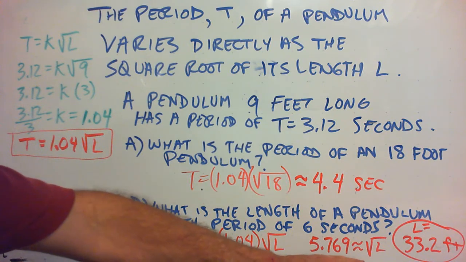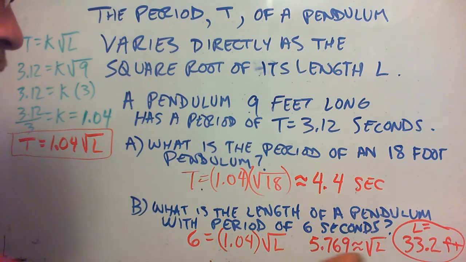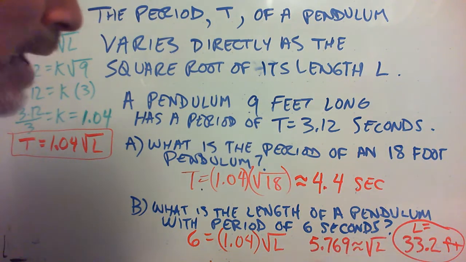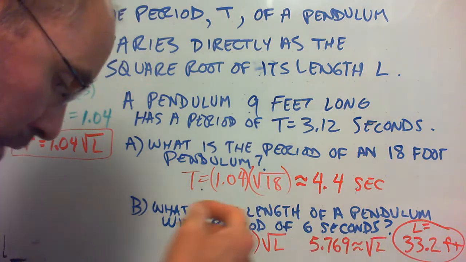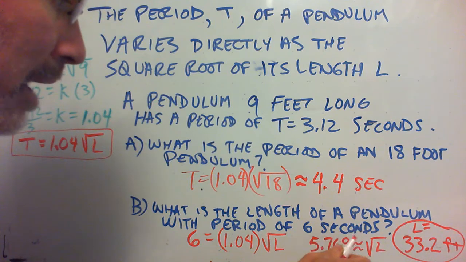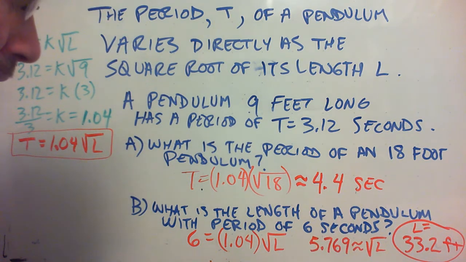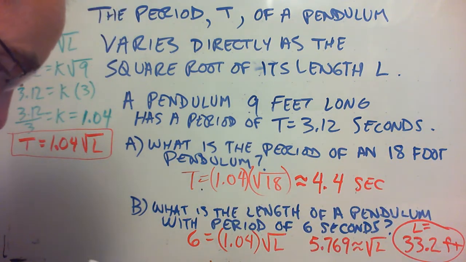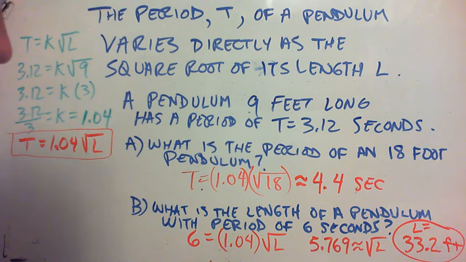And an interesting thing here is if I had not rounded the 5.769 on my calculator, my final rounded answer would have been 33.3 feet. So in this case, I should have probably carried another digit or two on that 5.769 in order to round up to the 33.3 feet. So that's just a point worth mentioning here.